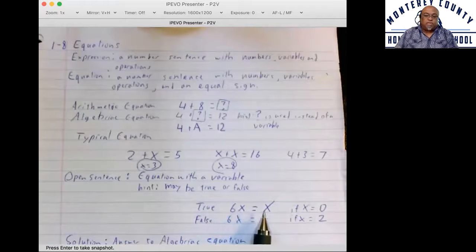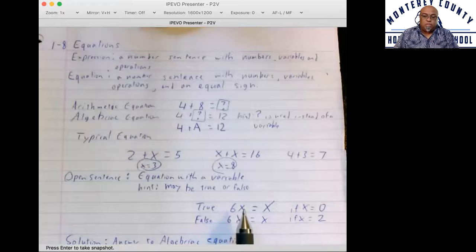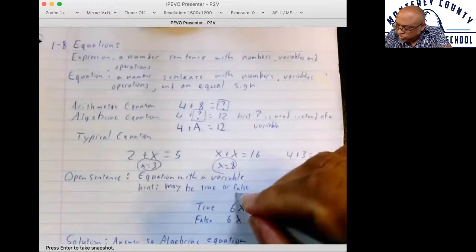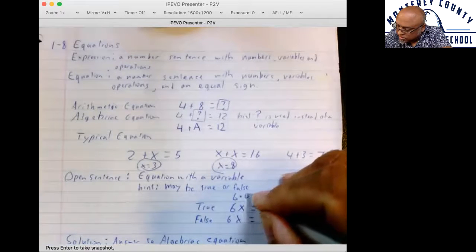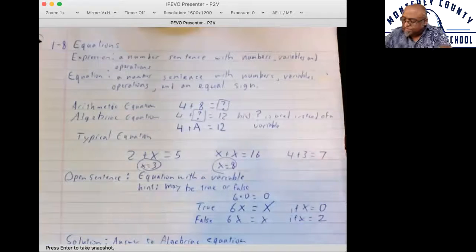Let's take a look at this first one. 6x is equal to x if x equals 0. Now remember, when you have a number next to a letter, it's called a term, and the number next to a letter means the number times the letter, okay? So let's look back here. We said this is true if x equals 0, so let's find out. If I substitute 0 for x, then that would mean 6 times 0 equals, and the x was 0 again. Yeah, that is true. 6 times 0 does equal 0.